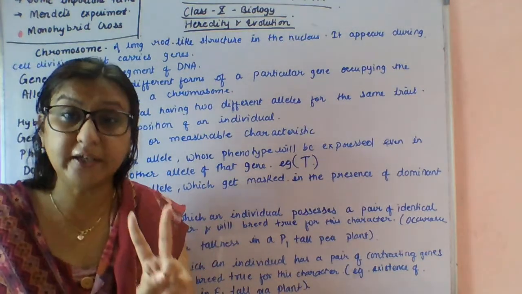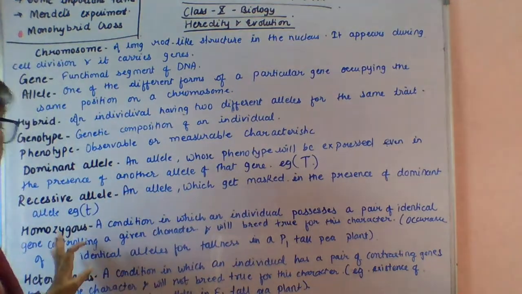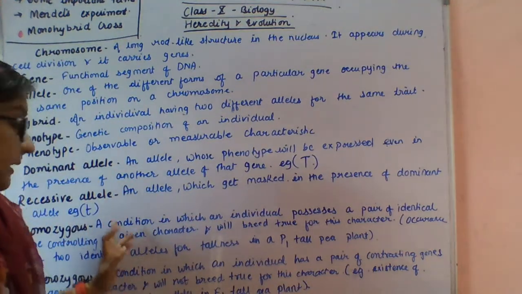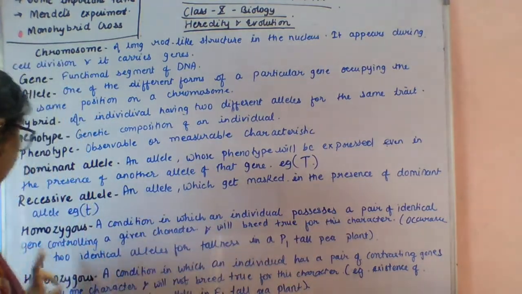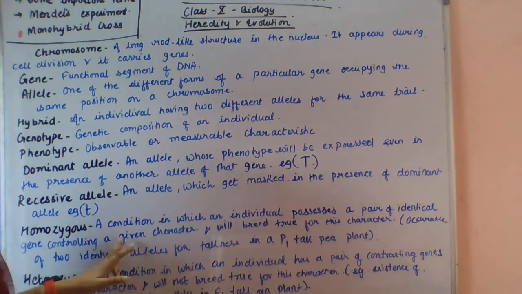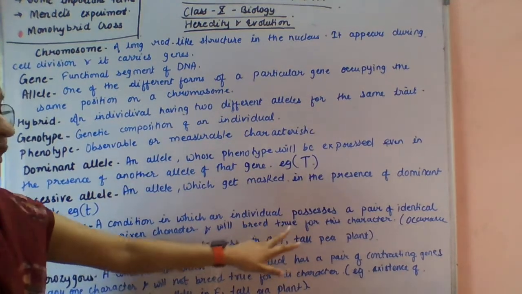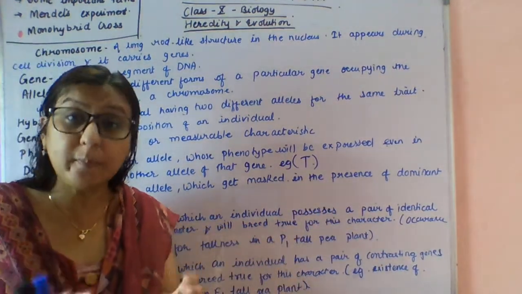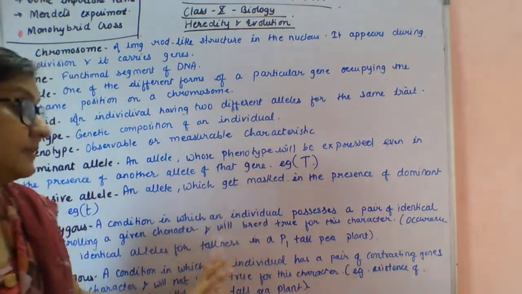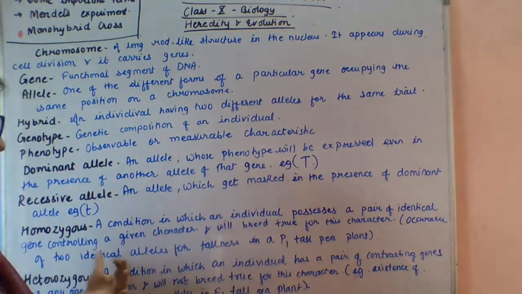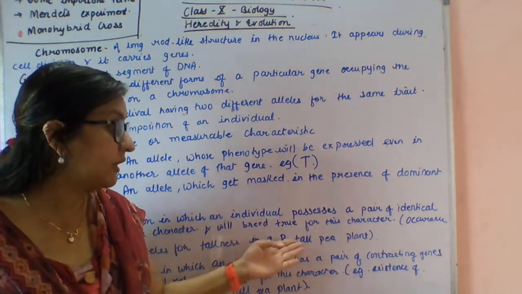Next is homozygous. There are two conditions, homozygous condition and heterozygous condition. Homozygous condition means a condition in which an individual possesses a pair of identical genes controlling a given character, which breeds true for the character. True breeds are called the homozygous condition. It means the occurrence of two identical alleles for tallness in a pure tall plant.